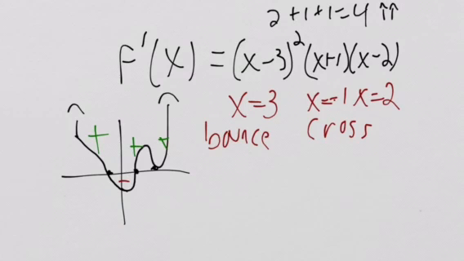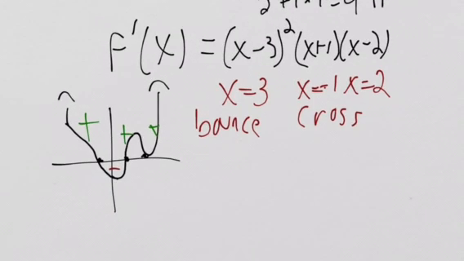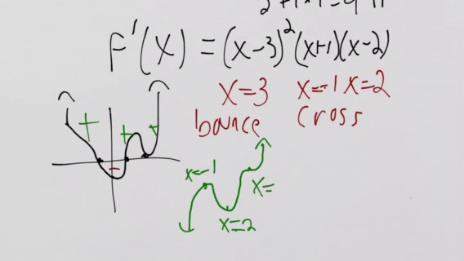So for the function, I'm just going to draw a quick sketch off to the side here. It's increasing, then it starts decreasing, then it starts increasing again. It goes flat for a second and keeps increasing, right? And this is at x equals -1. This is at x equals 2, and this is at x equals 3.